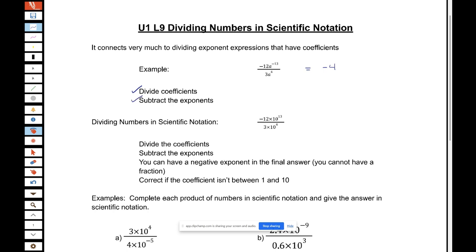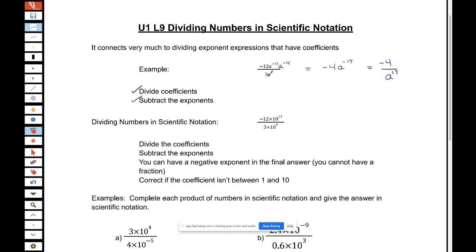Next, negative 13 minus negative 4, or minus 4, I'm sorry. Or you could think of it as if we move it to the top and change the sign and add the exponents, a to the negative 17. Now, in the past, we would say, oh, we can't write anything with a negative exponent, and so we would move it to the bottom to make it positive. But with scientific notation, we won't do that. We're allowed to have negative exponents.